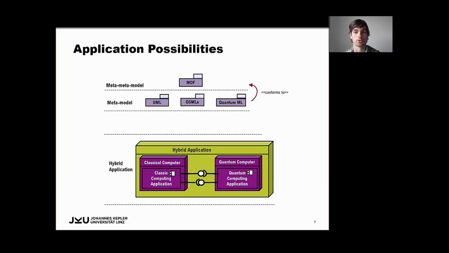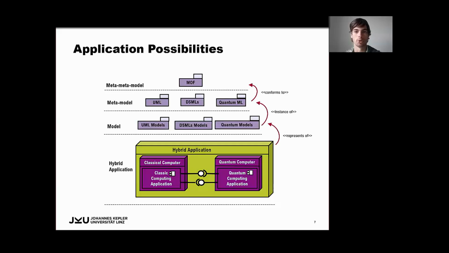And the construction of a DSML starts with the definition of the metamodel in order to capture the domain-specific concepts and their properties. And the definition of this metamodel has to happen, of course, in accordance with the regulations of the Meta Object Facility on the metamodel level. When we look one level below, we have the models as the concrete instances of the metamodels. And based on such models, one can then create hybrid quantum-classical applications, which are promising to yield a computational advantage.